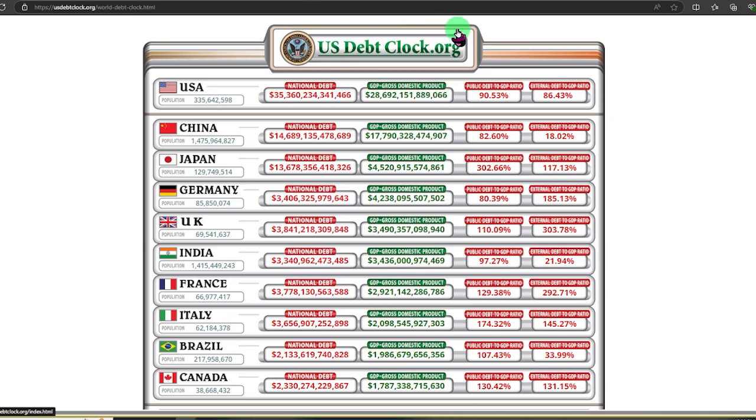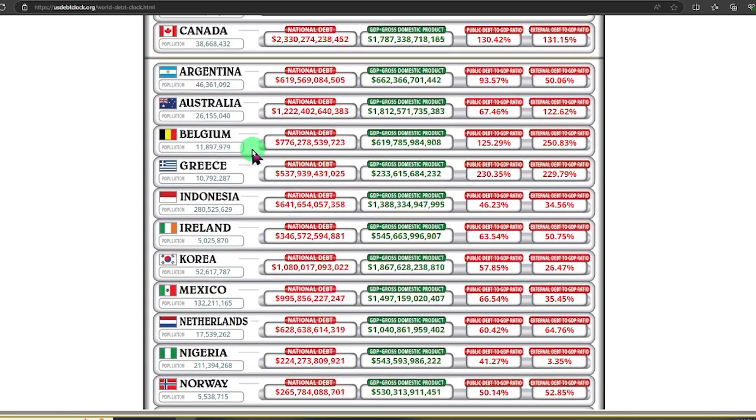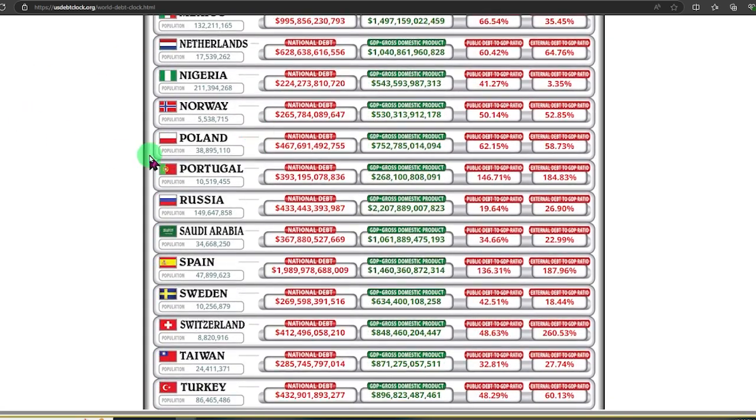The third website is the usdebtclock.org. Basically, if you scroll down, this is live data, and as you can see, Saudi Arabia is below Russia and above Spain. They have $367 billion in debt.